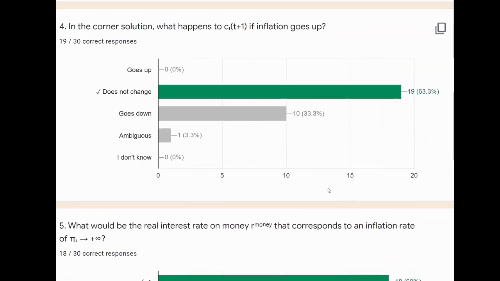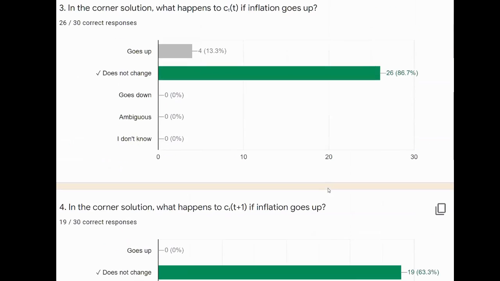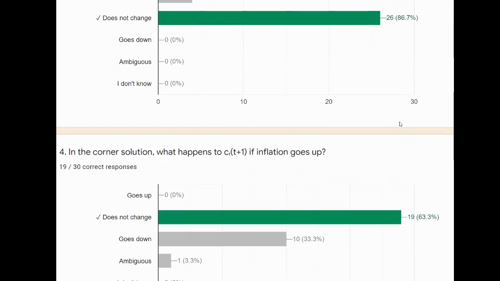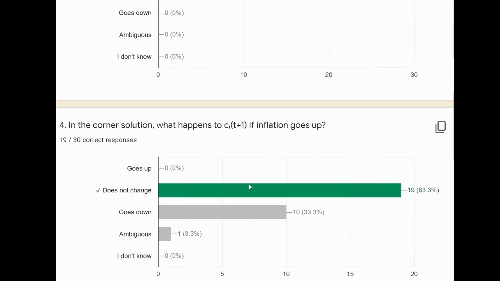So what happens to consumption in the present if the corner solution does not change? What happens to consumption in the future if inflation goes up? Then the same thing. I want to spend everything today, nothing tomorrow, and then there's even more reason to do so. So it does not change.